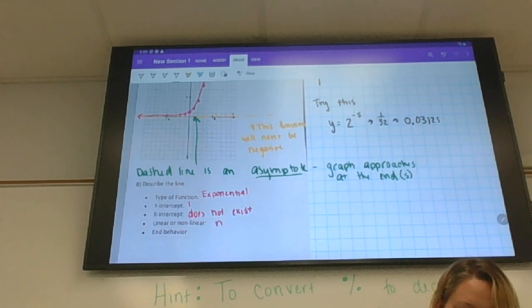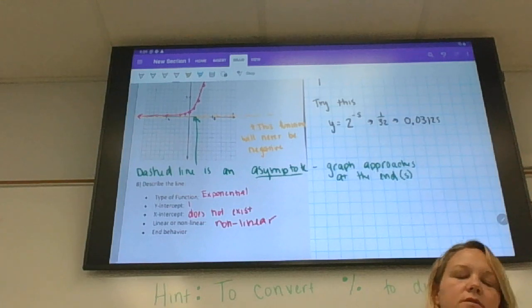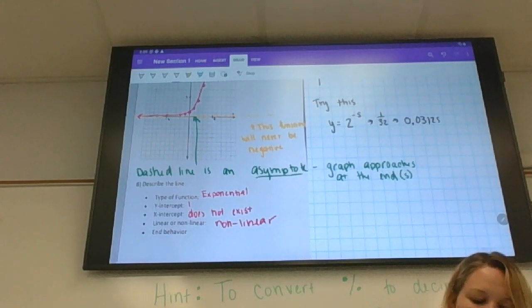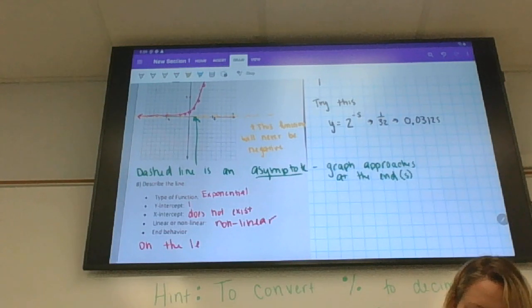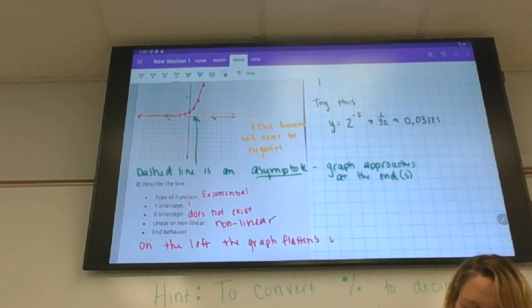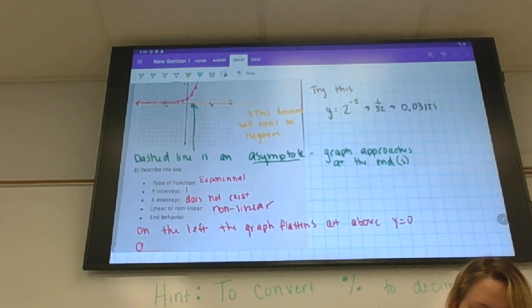This is a nonlinear line. Thank goodness you guys are bored of graphing those straight lines. And the end behavior: on the left, the graph flattens out. On the right, the line goes up forever.